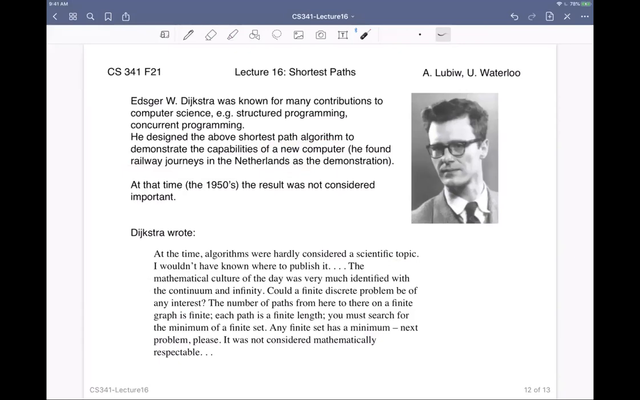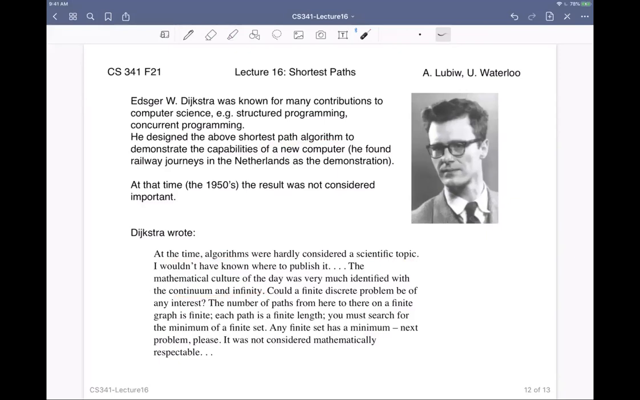Now, at that time, the result was not considered like an important discovery in computer science. Computer science altogether was in its infancy, and the analysis of algorithms was maybe in pre-infancy. And what Dijkstra wrote about it later on, I think, he said, at that time, algorithms were hardly considered a scientific topic. I wouldn't have known where to even publish it. The math culture of the day was very much identified with the continuum and with infinity. Could a finite discrete problem be of any interest?